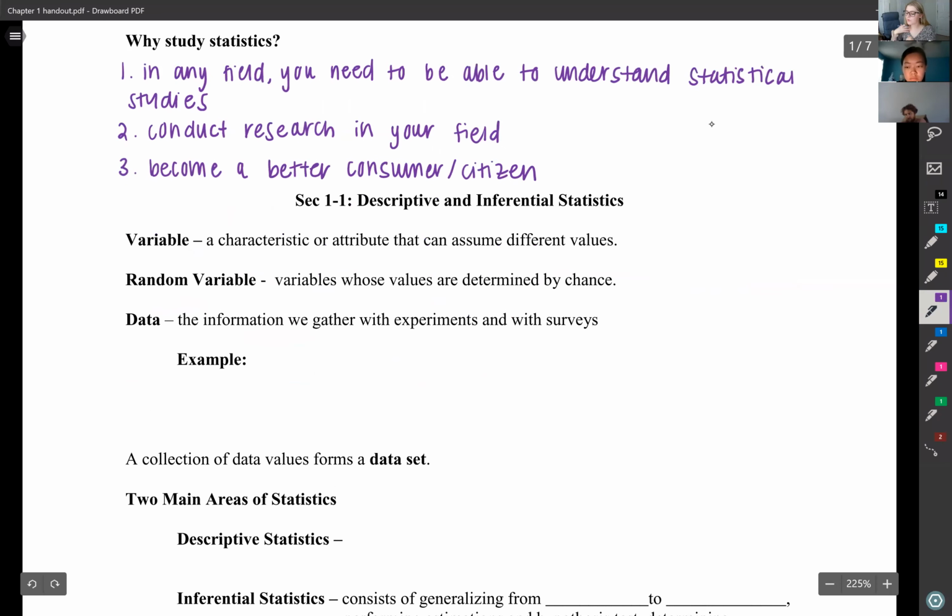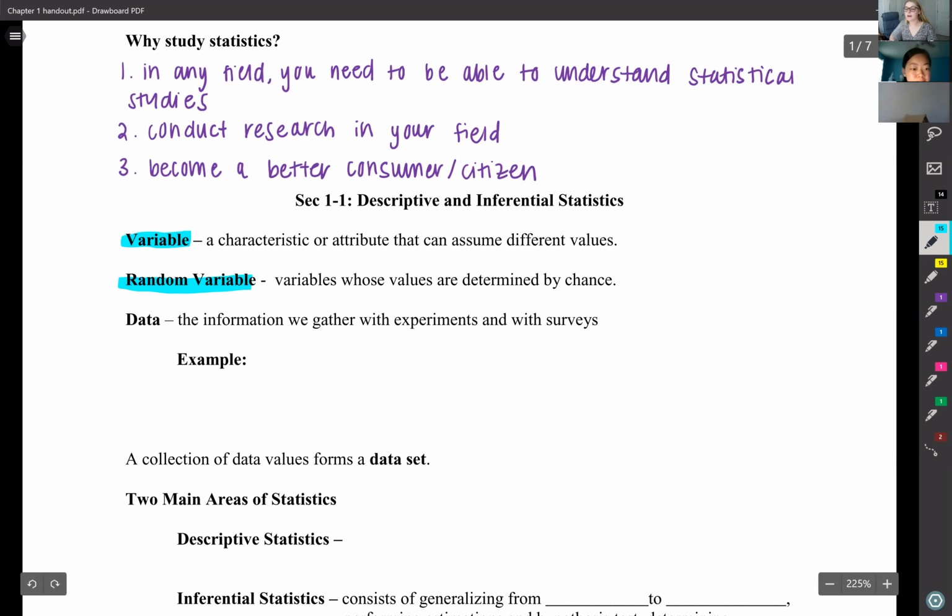Okay, so now we get into section 1.1, which is descriptive and inferential statistics. So I have a few definitions here to start us off. The first definition is the word variable. If you've taken algebra or any math class, you probably have seen this word and heard it. So in our case, a variable is a characteristic or an attribute that can assume different values. So maybe your variable is like height or weight, and that can take on different values depending on who you're asking.